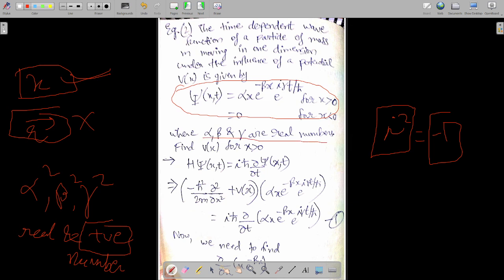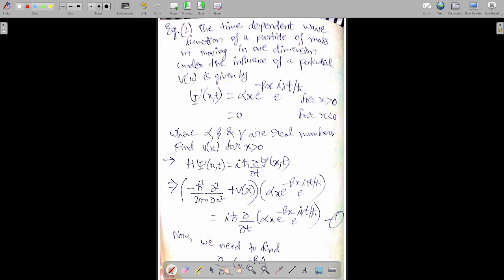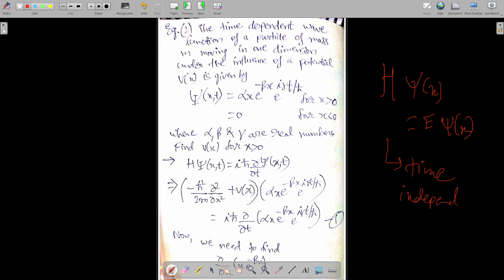So we have to find basically the potential function v of x for x greater than 0. We will use the formula I had already told you in the previous classes: H psi of x equal to E psi of x is our formula. This formula holds when a time independent function is given to us.